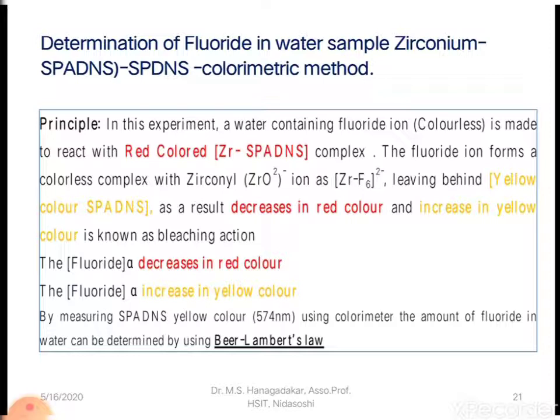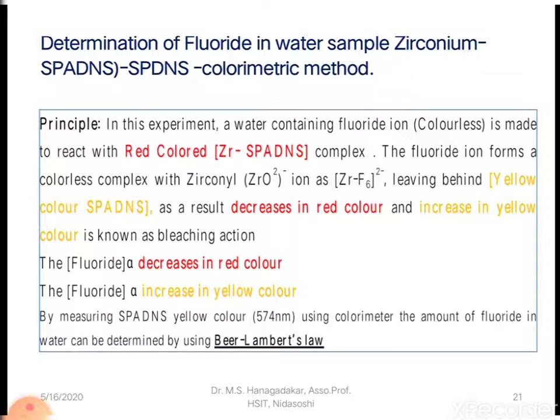So dear students, what you can observe here is the principle used for the analysis of fluoride estimation. It is the determination of fluoride in a water sample by using the zirconium SPADNS reagent method, also called the colorimetric method. The principle follows like this. In this experiment, water containing fluoride ions, which is colorless, is made to react with the zirconyl SPADNS reagent, which is red in color. The fluoride ions form a complex with zirconyl oxide, forming zirconium hexafluoride and leaving behind free SPADNS reagent, which is yellow in color.